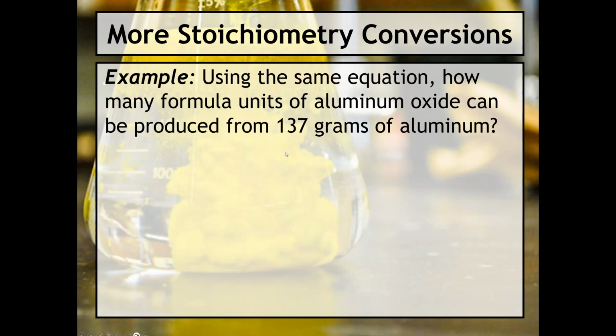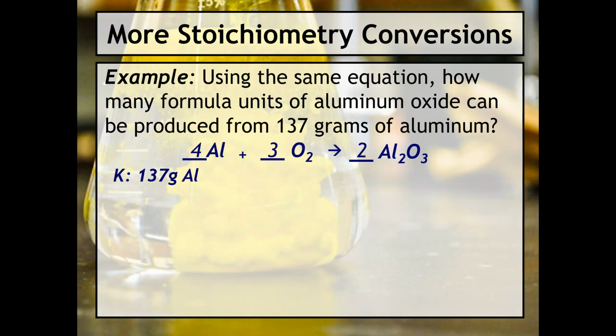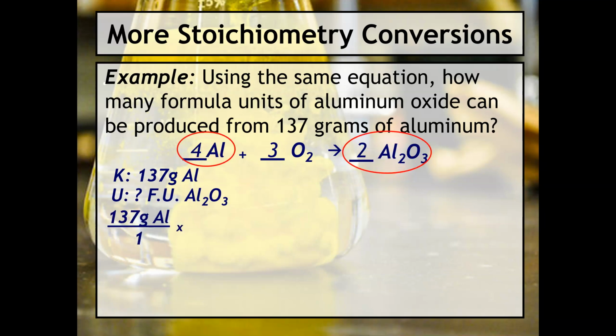Okay, let's talk about using the same equation, how many formula units of aluminum oxide can be produced from 137 grams of aluminum. So in this example, we're going to go back to the same idea. But now we're going from grams to formula units, in other words, to Avogadro's number. So we're going to use 137 grams of aluminum, and we're going to use the formula units for Al2O3. So we're going to go 4 to 2.